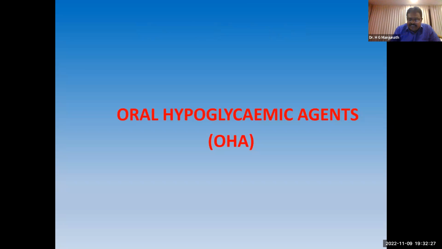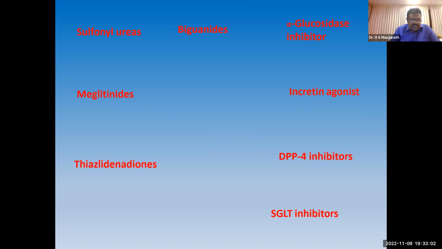Now comes the oral hypoglycemic agents. There are many oral hypoglycemic agents available in the market. The pronunciation is difficult, and they are similar in pronunciation and very difficult to remember. So we have the sulfonylurea drugs, the second one is the meglitinides, the third one is the thiazolidinediones, the fourth one is biguanides, and the next ones are the alpha-glucosidase inhibitors, incretin agonists, DPP4 inhibitors, and the SGLT inhibitors. SGLT inhibitors are sodium glucose transport inhibitors.